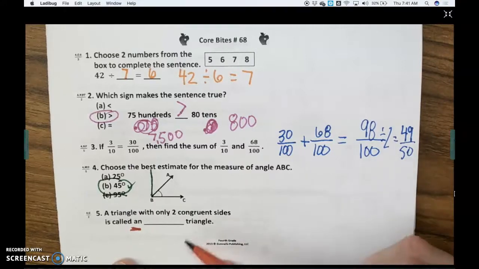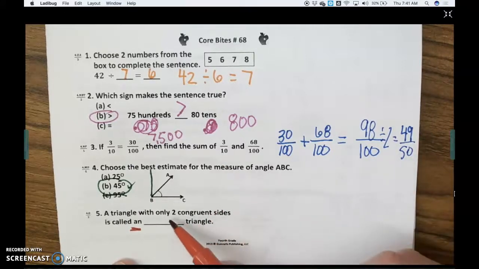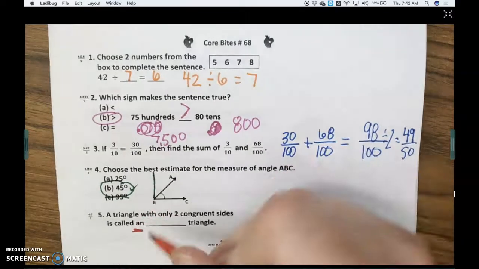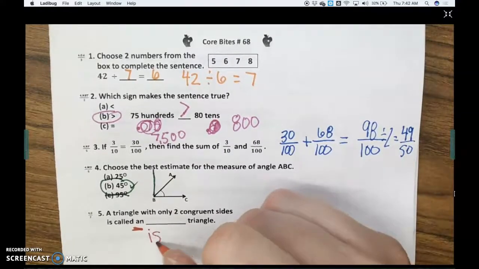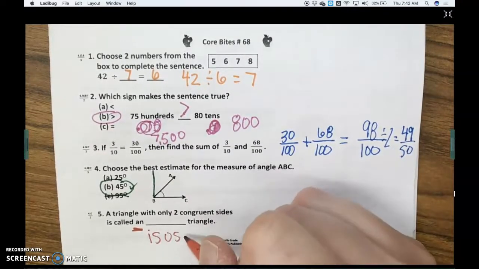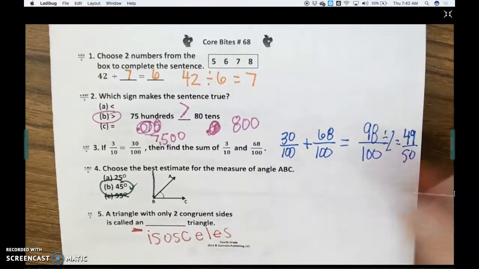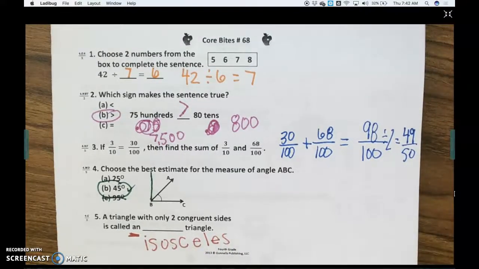So thinking of those, an equilateral triangle would have 3 congruent sides. So it couldn't be that. A right triangle is going to have a 90-degree angle in it, right? So the 2 congruent sides would make it isosceles. I-S-O-S-C-E-L-E-S. An isosceles triangle. All right, guys, make your corrections.